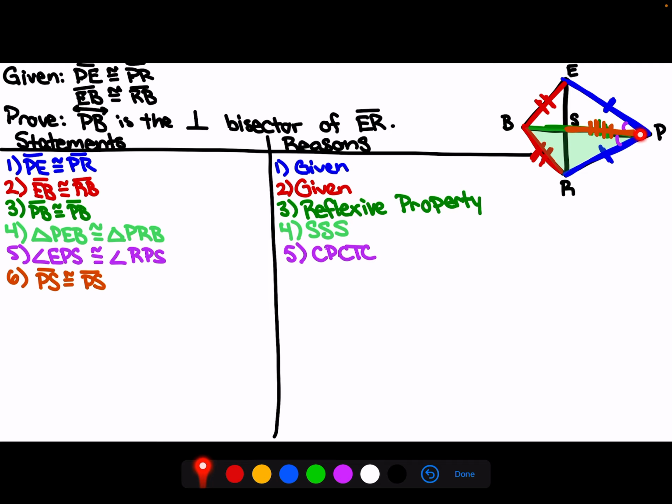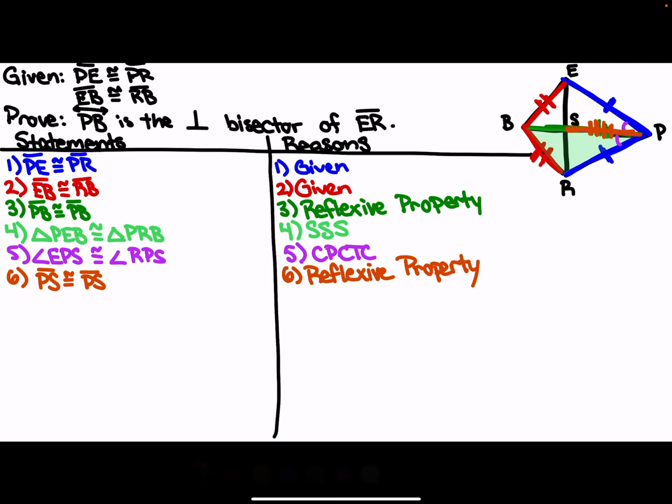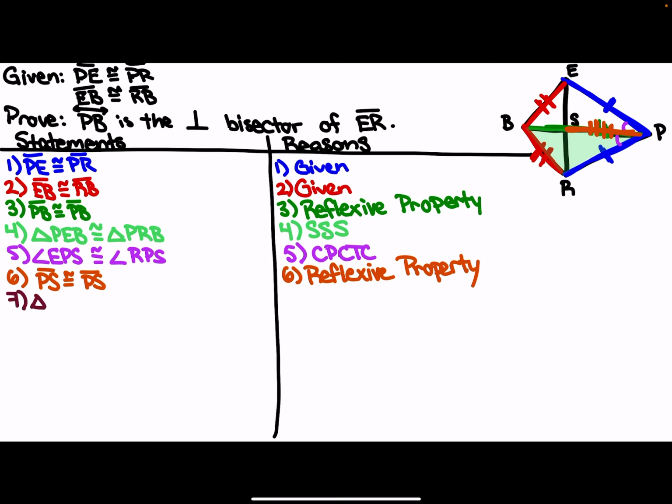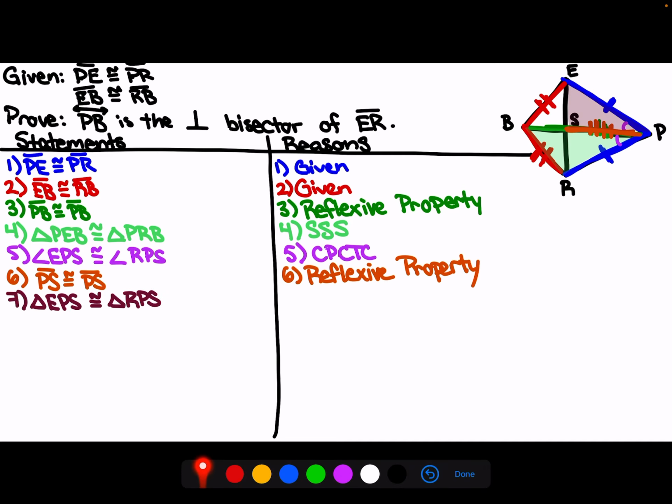Anytime that something's congruent to itself, it's always by the reflexive property. At this point, we have enough information to prove that the two triangles are congruent, so I can say that triangle EPS is congruent to triangle RPS by side, angle, side. So those two triangles are congruent by side, angle, side.